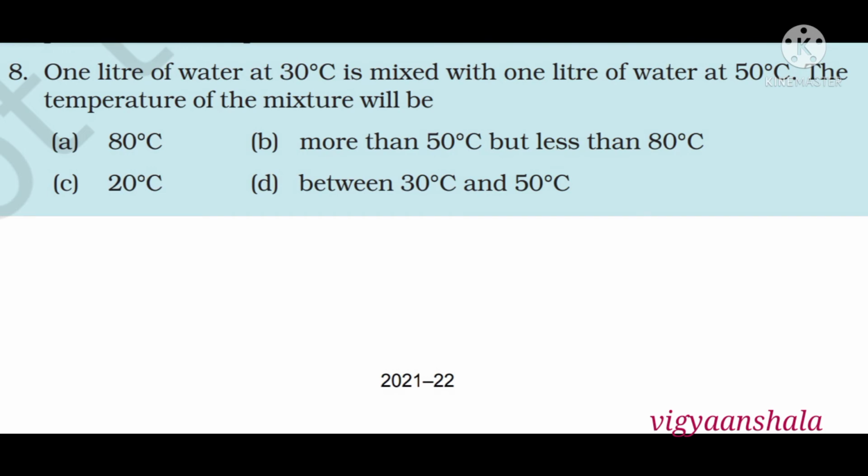Next, question number 8. 1 liter of water at 30 degrees Celsius is mixed with 1 liter of water at 50 degrees Celsius. The temperature of the mixture will be: option A, 80 degrees Celsius; B, more than 50 degrees Celsius but less than 80 degrees Celsius; C, 20 degrees Celsius; and D, between 30 degrees Celsius and 50 degrees Celsius. We know very well heat is always transferred from hotter to colder. So the answer will be D, between 30 degrees Celsius and 50 degrees Celsius.